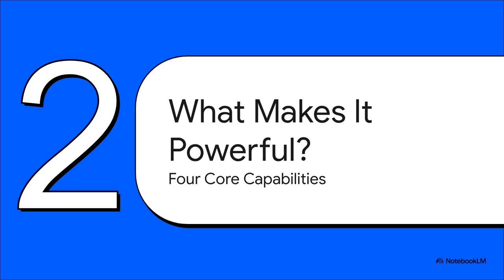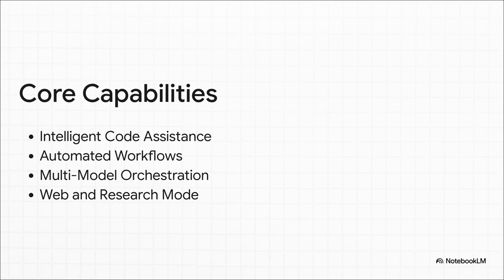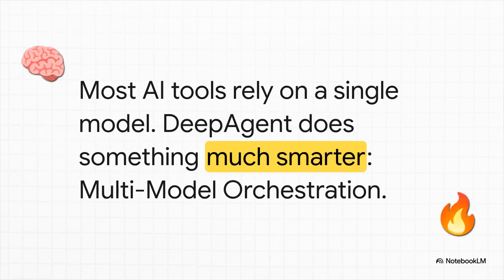So what's the secret sauce? What makes this thing so powerful? Well, it really boils down to 4 core capabilities that all work together. Let's take a look. So you've got your powerful code assistance and total workflow automation on one side, which is amazing. But on the other side, you get advanced web research tools and what might be its most unique feature, multimodal orchestration. This, right here, is where DeepAgent really starts to separate itself from the rest of the pack.